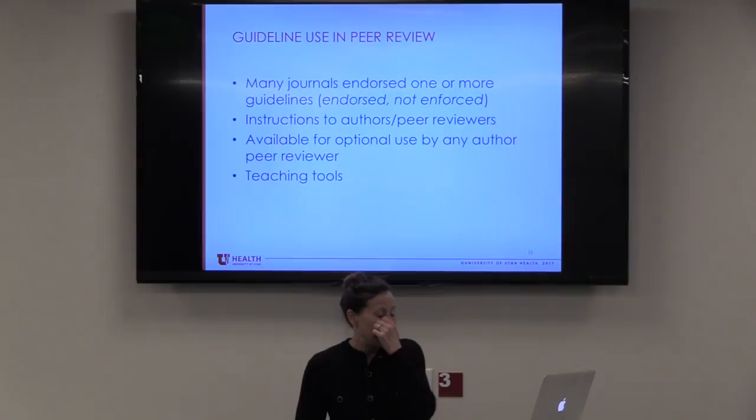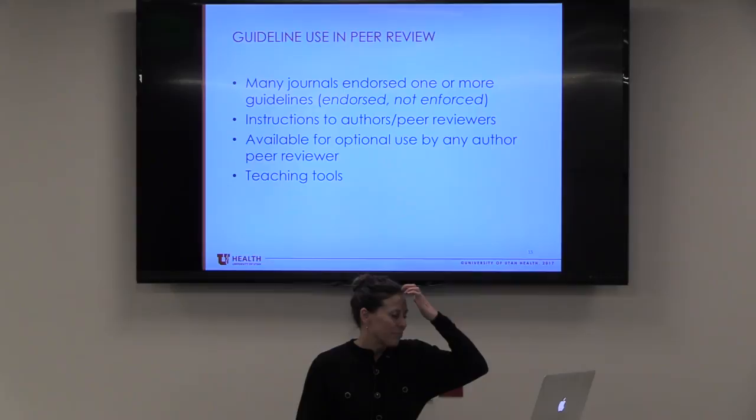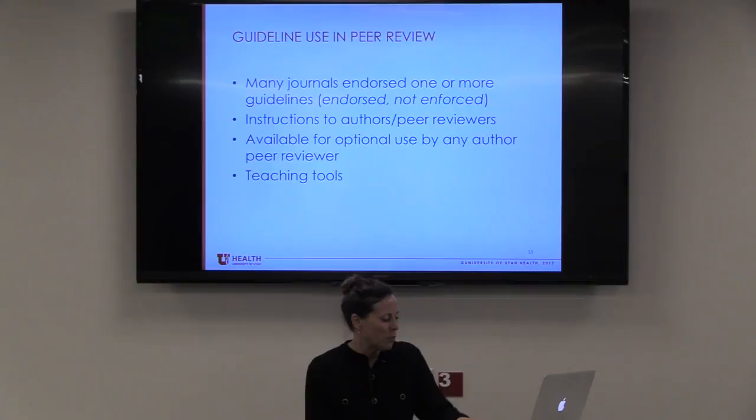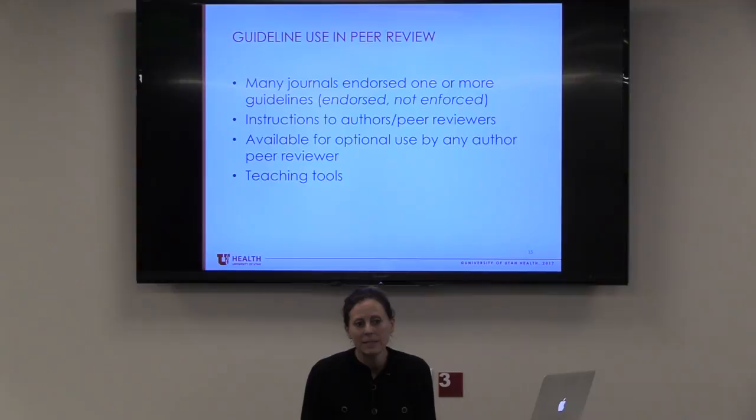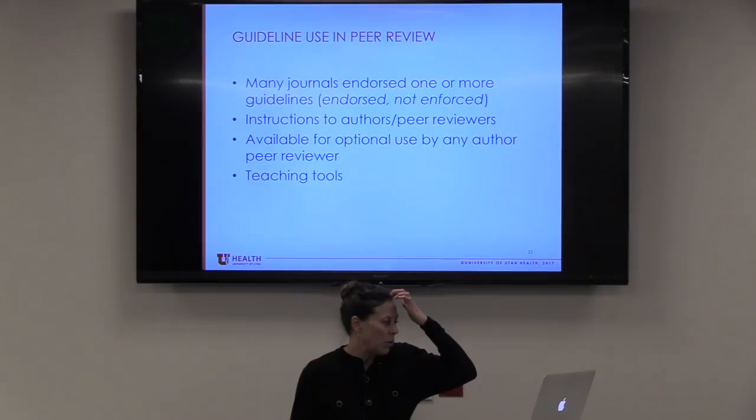So if you consider that these guidelines emerged in the 90s, and well, let me go where I'm going next. We'll come back to that. Actually, that's an area for some good discussion. So what happened? These guidelines emerge in the 90s, and they're still in use. They're still being updated. Journals took the approach where they endorsed and didn't enforce. So journals would sign on and say, we endorse the use of this guideline. And they often would include them as instructions to authors and peer reviewers. And of course, they're available for optional use by any peer reviewer for any journal, because most of these things are freely available. And we use them as teaching tools.